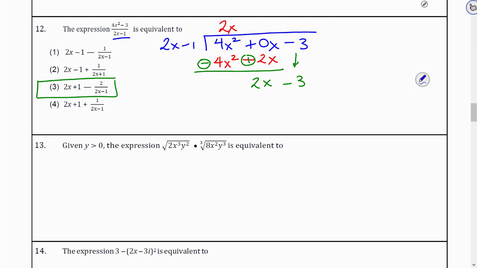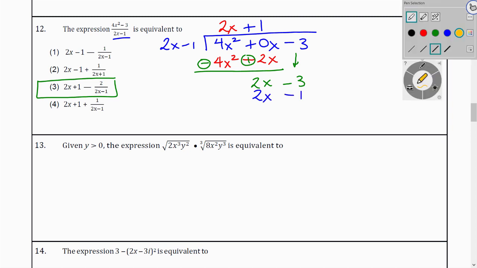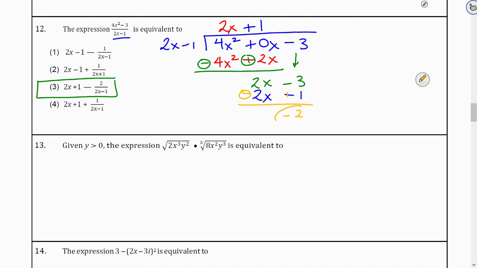Now 2x times what is 2x? The answer is plus 1. 1 times 2x is 2x. 1 times negative 1 is negative 1. I change both the signs and add. The 2x's cancel, but I have negative 3 plus 1, which is negative 2. That negative 2 is the remainder, so I have minus 2 over the divisor, which is 2x minus 1. In which case I get the same answer. Okay?